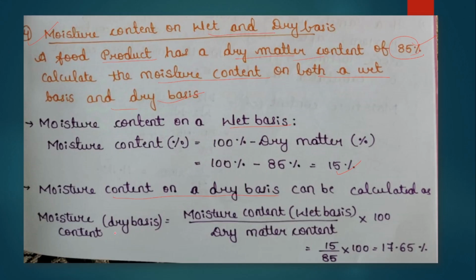Moisture content on the dry basis is equals to, formula is moisture content on the wet basis by the dry matter content into 100. We got the 15 percentage on the moisture content of wet basis. So, we need to put here 15 percentage by the dry matter content, is already given, that is 85% into 100. We get 17.65 percentage moisture content on the dry basis.